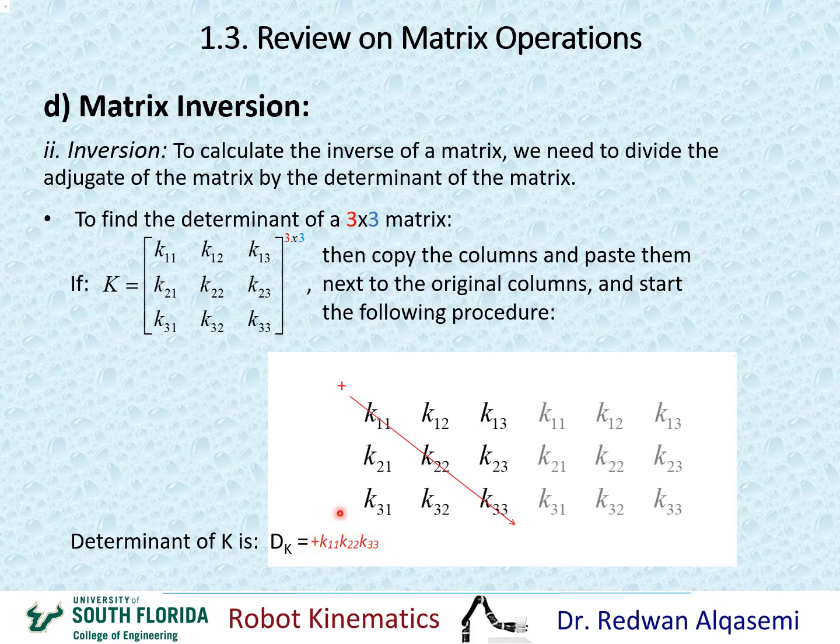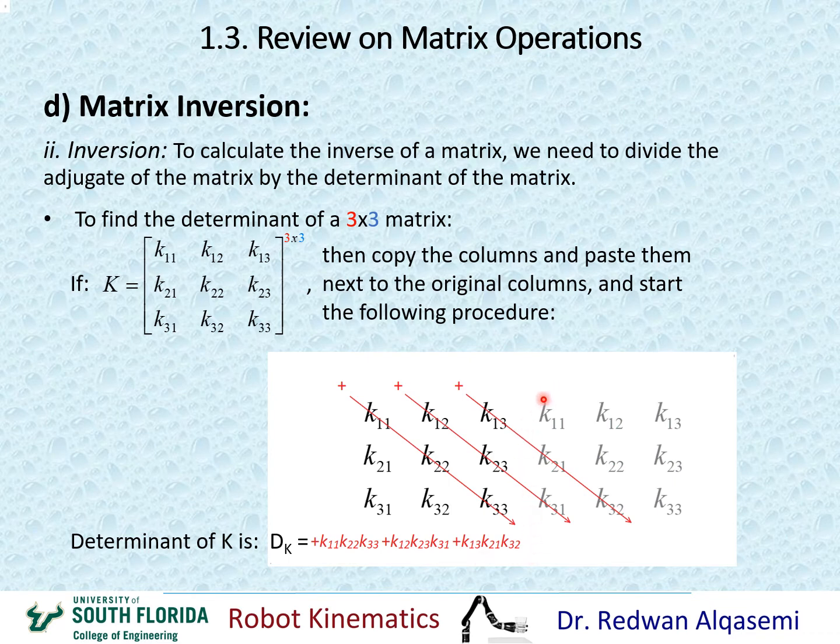Then I will take the second diagonal elements. So K12 times K23 times K31. And that would also be positive, so plus the multiplication of these elements. And then I'll take the third diagonal elements here. So K13 times K21 times K32. I multiply these and they have a positive sign, which I put in here.